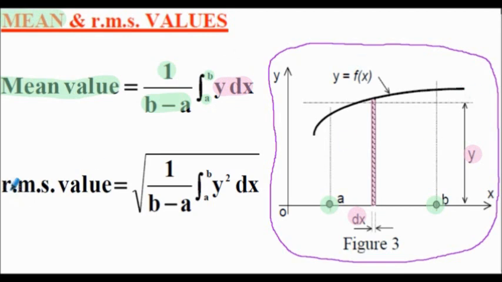To calculate the r.m.s value, our formula is the square root of, again, 1 divided by b minus a, but this time the integral is of y squared dx between the limits of a and b.